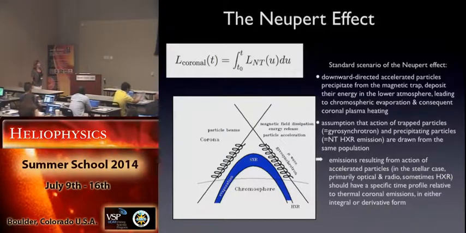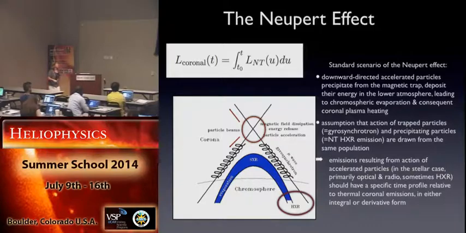So the Neupert effect is our standard interpretation of what we think is happening during these stellar flares that we've seen on the sun in solar flares, and gives us some observational signatures that we can look for when we're studying stellar flares. That is one of those key pieces of evidence that tells us that we think we're seeing the same process in these stellar flares as we see on the sun during solar flares.